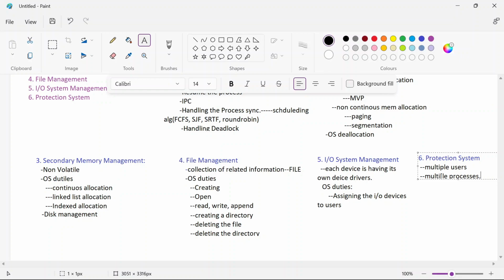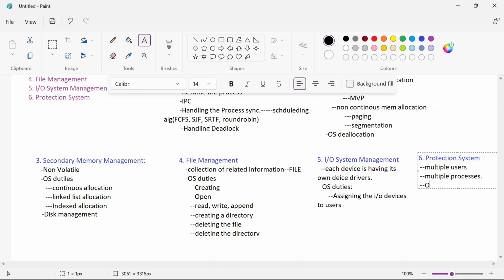So we need to have a mechanism where these processes' activities should be protected from each other, isn't it? If any problem occurs, it should not affect the overall system. So protection is a mechanism for controlling the access of programs, processes or users to the resources defined by the computer system. Protection can improve reliability by identifying the different types of errors, and if any error occurs, what solution should be taken.